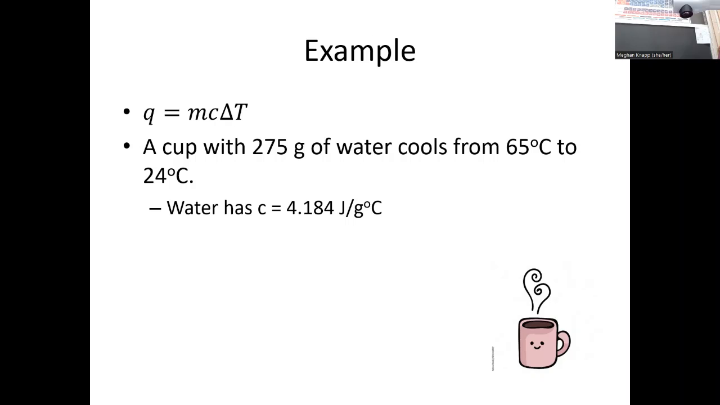So we have 4 numbers. So the first thing we need to do is deal with the temperature. What am I going to plug in for delta T? So that's only one temperature. I want the change in temperature. Yeah, 24 minus 65. 24 is the final, 65 is the initial. So final minus initial. Okay, so that's going to give us a negative number.